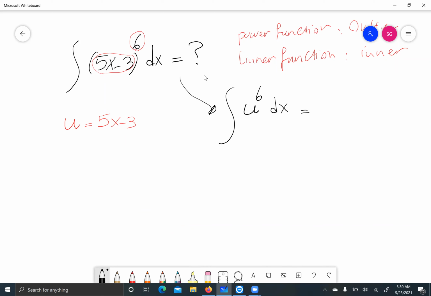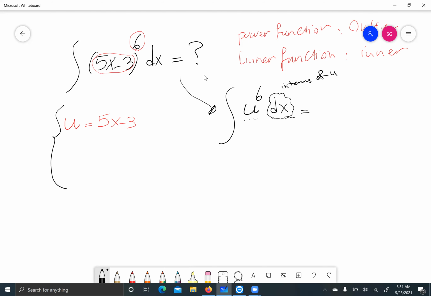That's easy, right? But the problem is that here the integral is with respect to x, but the variable is u. So let's figure it out. The idea is to rewrite everything in terms of the variable u. For that reason, we need to rewrite dx in terms of the variable u, and see how we do that.